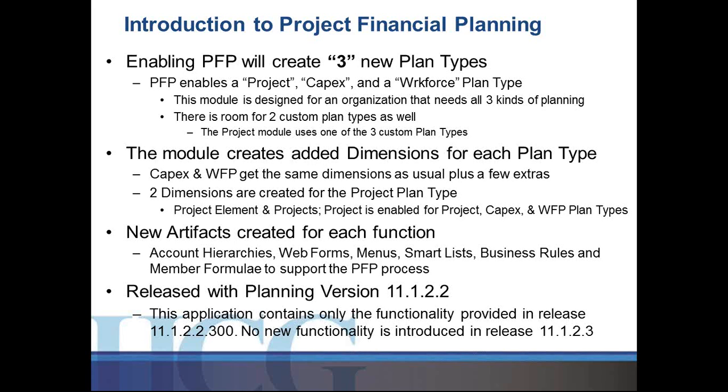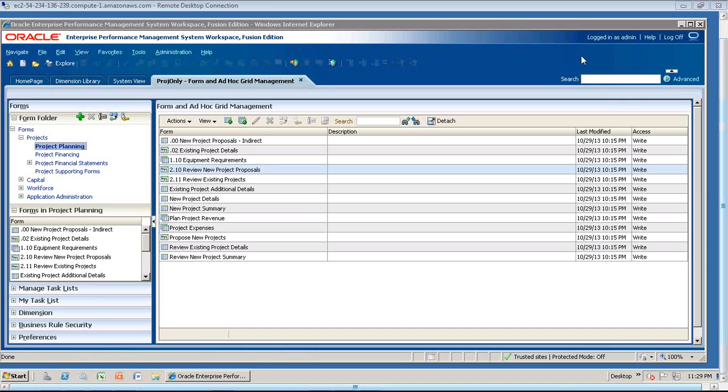There are a bunch of new artifacts created, including the account hierarchies, web forms, menus, smart lists, business rules that you're used to seeing in the other versions. This one was released in 11.122. I want to give you a little demo of how that looks. Here's an application running in a demo environment.